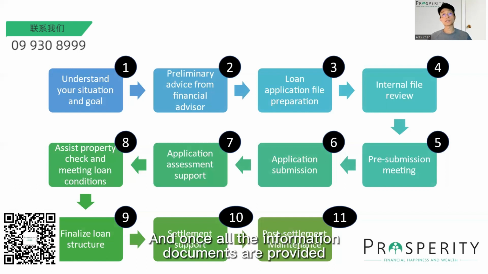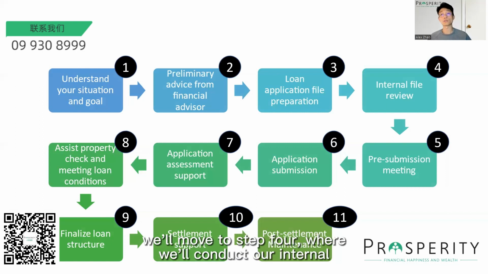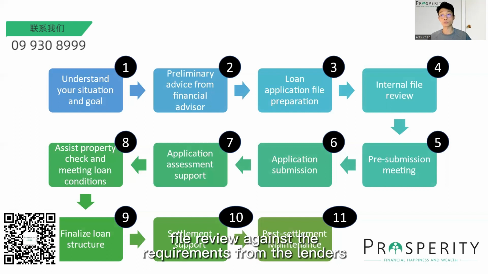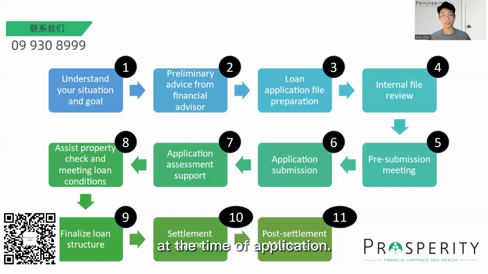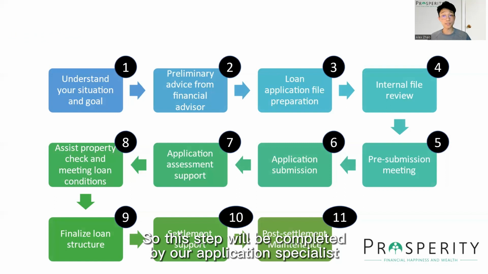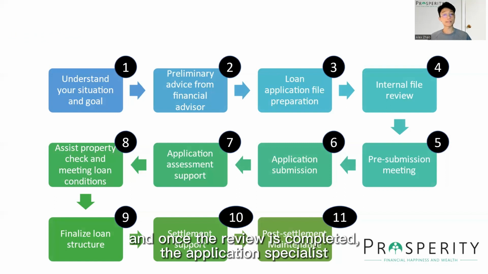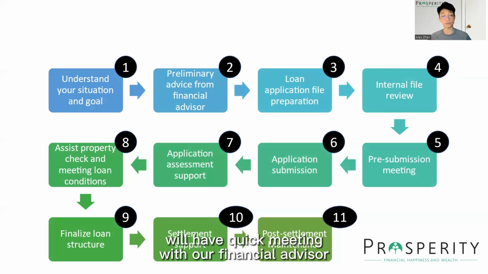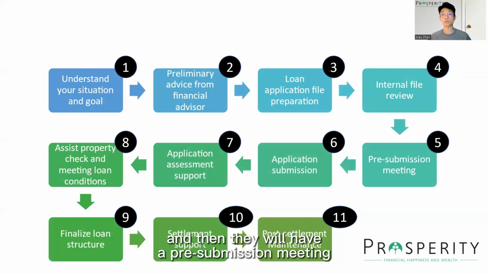And once all the information and documents are provided, we'll move on to step four, where we'll conduct our internal file review against the requirements from the lenders at the time of application. So this step will be completed by our application specialist. And once the review is completed, the application specialist will have a quick meeting with our financial advisor, and then they will have a pre-submission meeting together with you. And that meeting is step five.